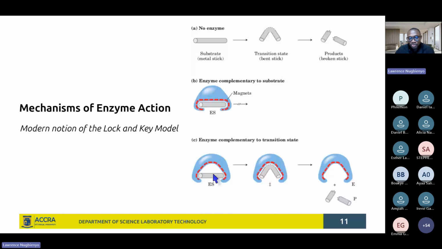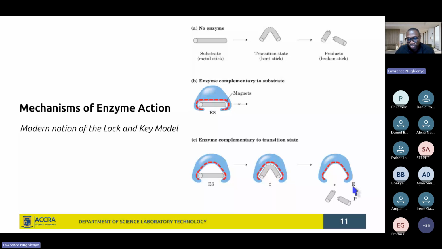but then you now will have the substrate bending to fit into the enzyme to have the transition state. And once it bends, then it means now it is weaker and can be broken. And so the enzyme will now act on it. And then the substrate is broken and you will have your two pieces of metal, which is your product, and you have the enzyme free to continue the reaction.